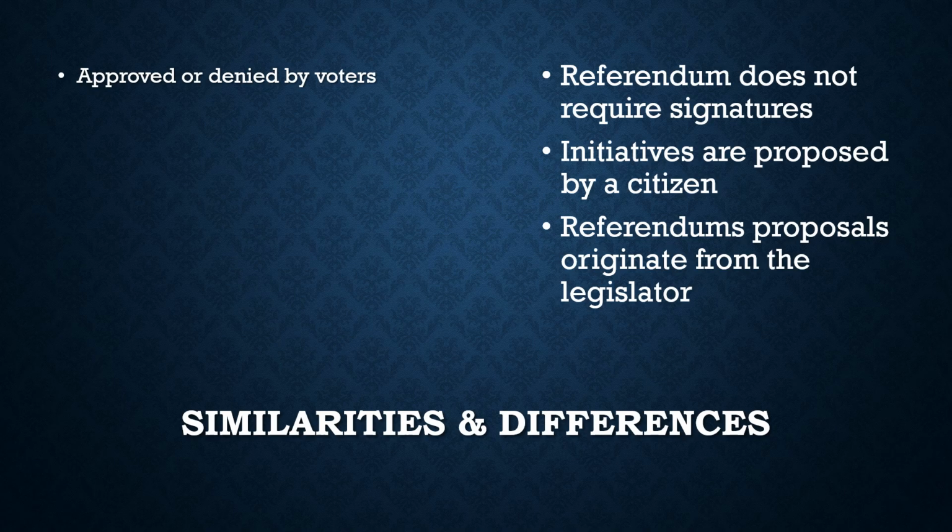Now, for the similarities and differences between referendums and initiatives, the biggest similarity is that all initiatives and referendums have to be approved or denied by the voters. There is no process in the Arizona government whereby laws or amendments cannot be changed or stopped by the citizens. There are differences as well: referendums do not require signatures to start the process, but initiatives do need signatures. Initiatives are proposed by the citizen, referendums are proposed by the legislature.